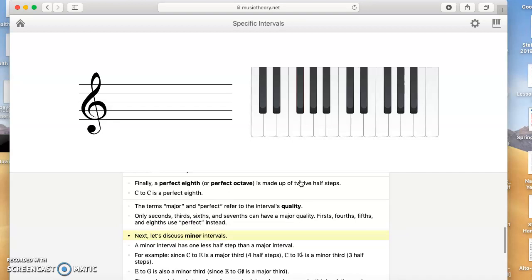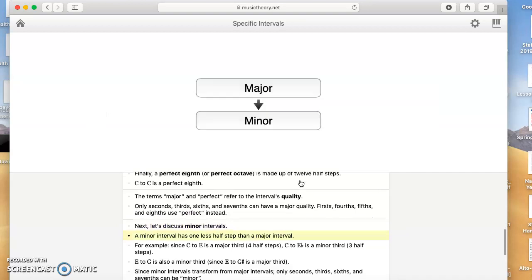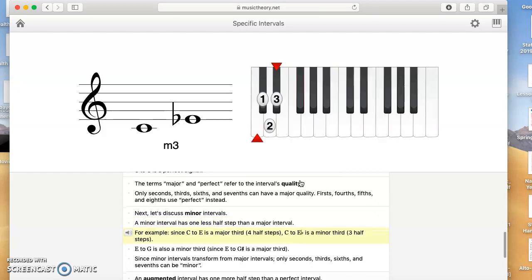When we talk about minor intervals, a minor interval has one less half step than a major interval. For example, C to E flat is a half step lower than C to E. And we did C to E before. C to E is a major third. It has 4 half steps. 1, 2, 3, 4. If we are only going to E flat, that is one less half step, and it's 1, 2, 3 half steps. So then we are at a minor third.